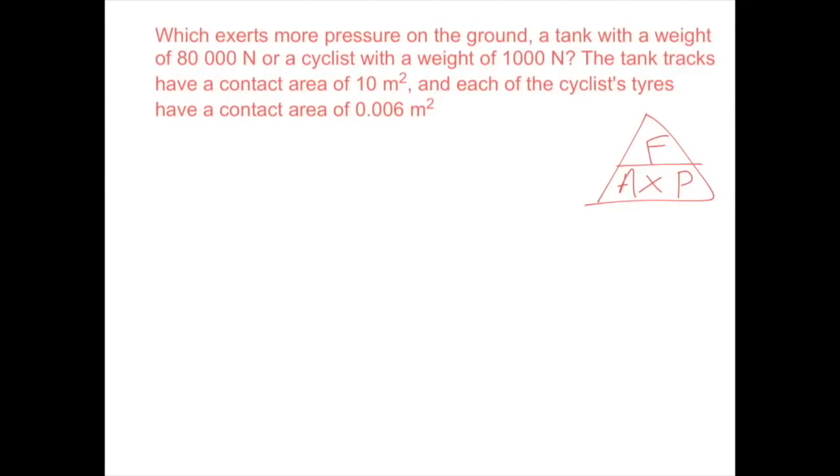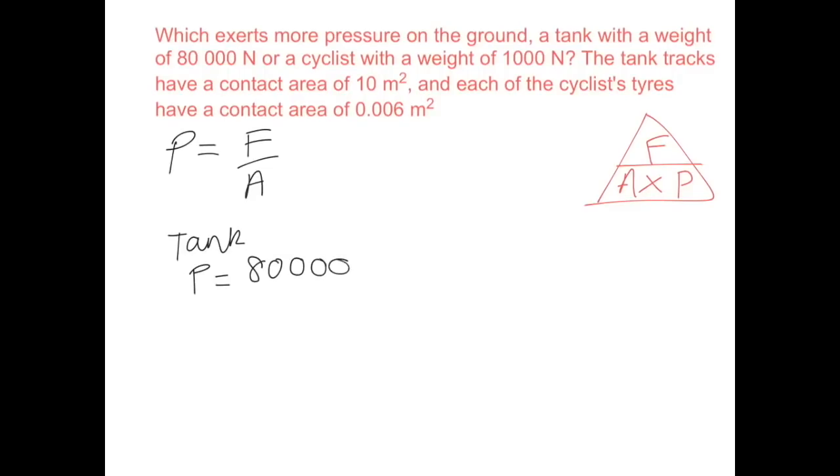So I'm going to change to black. So I'm obviously looking at the pressure, so I need the form of the equation which looks like this: force over area. I'm going to start by looking at the tank. So its pressure will be its force, and obviously that will be the 80,000 newtons. Why? Because weight and force have the same units, so that is newtons, and therefore we can use them interchangeably. So that's 80,000 divided by the area, which I've been told is 10. And here's the answer, 8,000 newtons per metre squared. Now let's look at the cyclist.